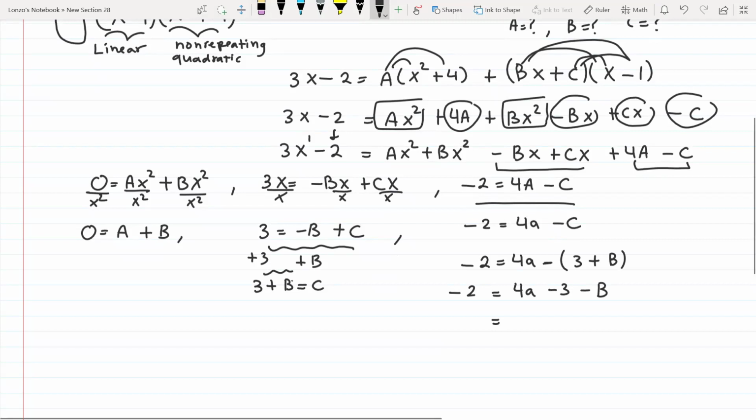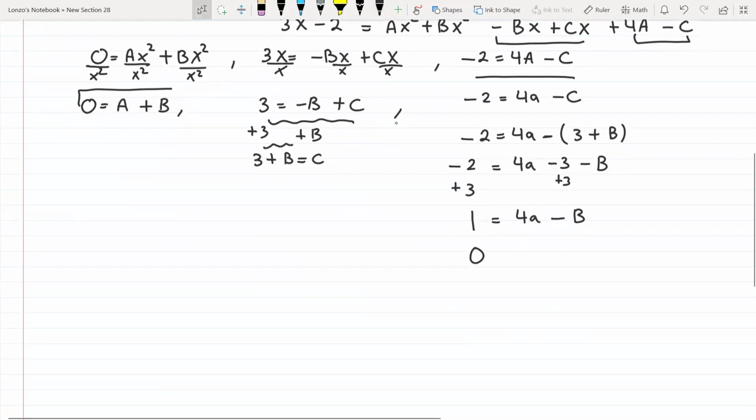I'm going to create a system of equations. So on this one, I'm going to get all the constants on one side. So I'm going to add 3, add 3. So this is going to be 1 equals 4a minus b, right? And then I'm going to create a system of equations with this one. See how they have an a and a b? So that's what I'm going to do. So this is going to be 0 equals a plus b.